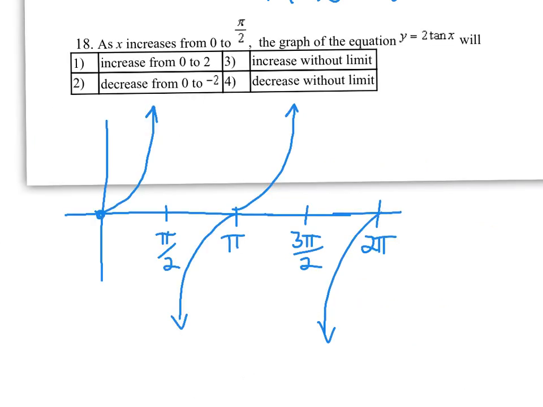For number 18, they ask something about the graph of y equals 2 tan x. So what I did was I went to my y1, and I plugged in 2 tan x. Now, then what I did was I just hit the zoom button, and I went down to number 7, which is trig. And I got a graph that looked like what I just drew, okay?